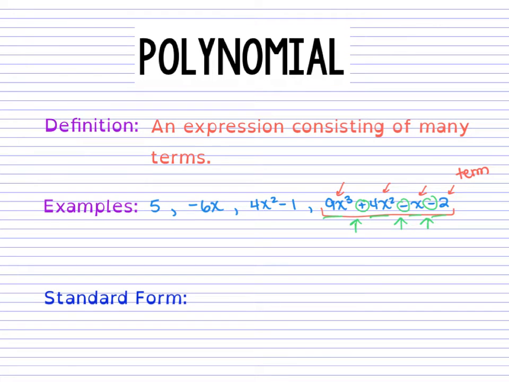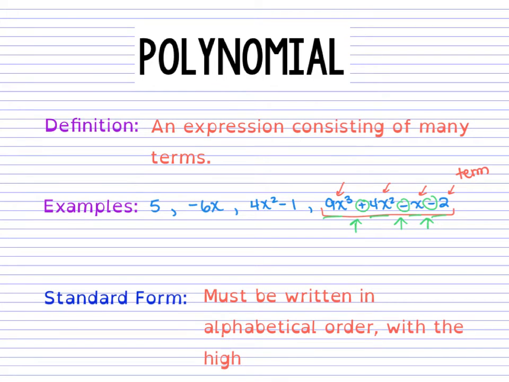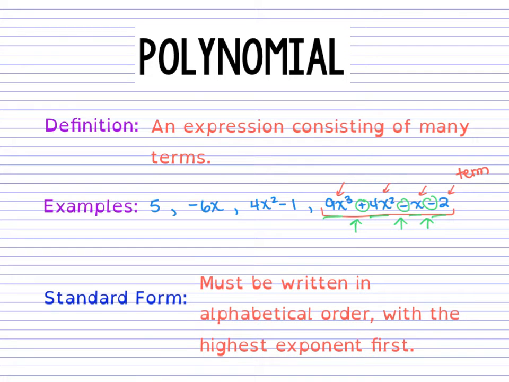So, a little bit more for definitions. Standard form is the way that we write polynomials. So the way we're going to write polynomials is that they must be written in alphabetical order with the highest exponent first. We're going to do some examples about what standard form looks like. But just to get started, make sure you have all these definitions.